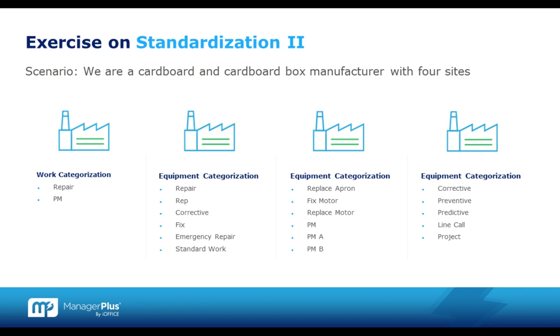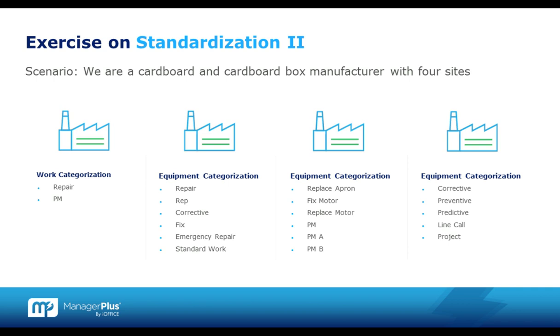If you did, we'll come back to it. But this is one of the more common issues we see when standardizing data. All right, plant number 3, we're getting really granular. Replace apron, fix motor, replace motor, PM, PMA, PMB. And then plant number 4, you have corrective, predictive, preventive, line call, and project.